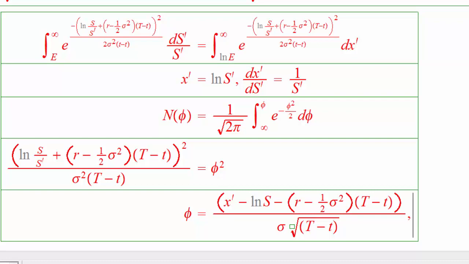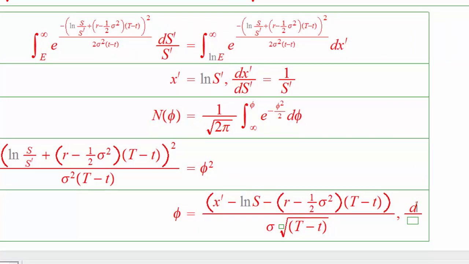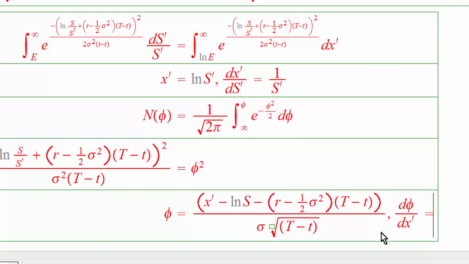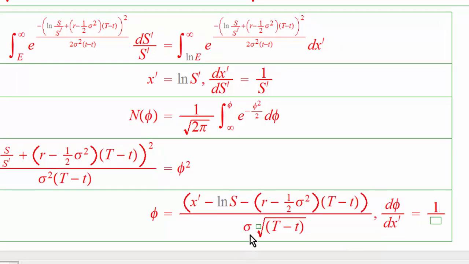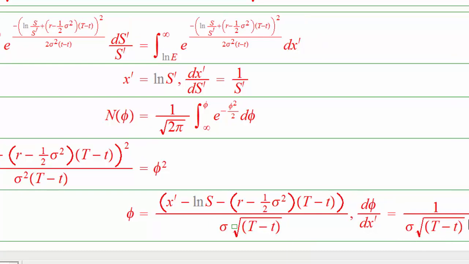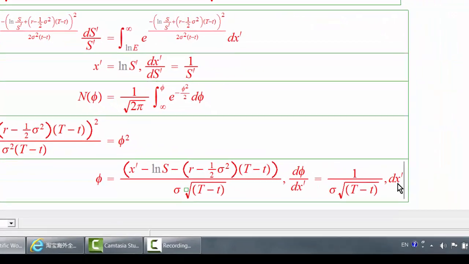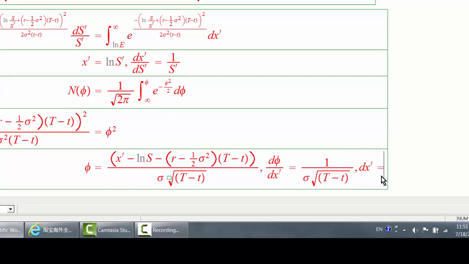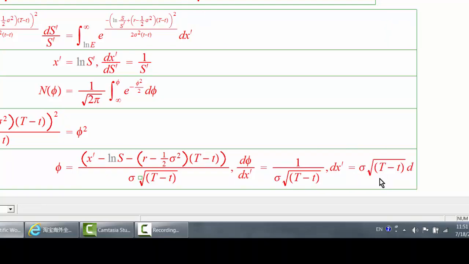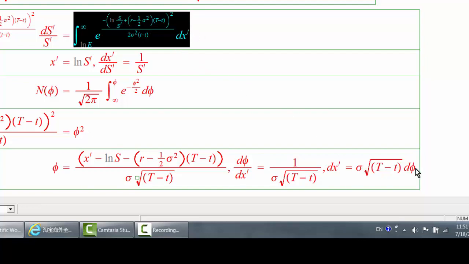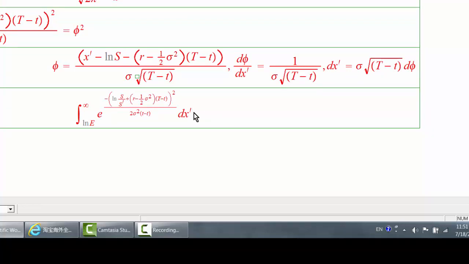So let's do our substitution. That's going to be d phi dx prime. Now this is just basic plain vanilla what would be a u substitution, and it ends up being 1 over this piece. Nice. So that means I can replace the dx prime by this thing d phi. So up here, I'm going to replace the dx prime by this piece.